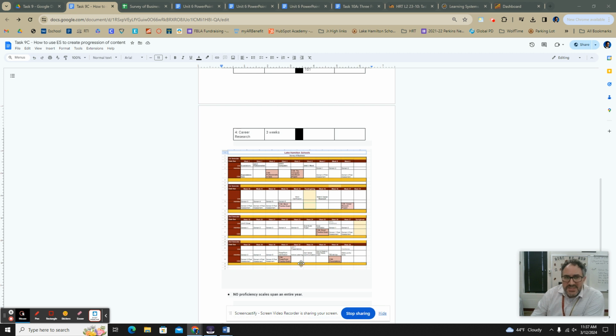So that's kind of an overview of our proficiency scale, how we came up with it.